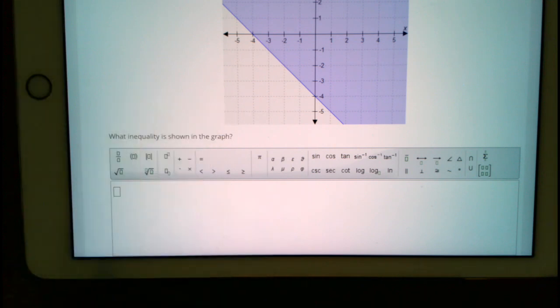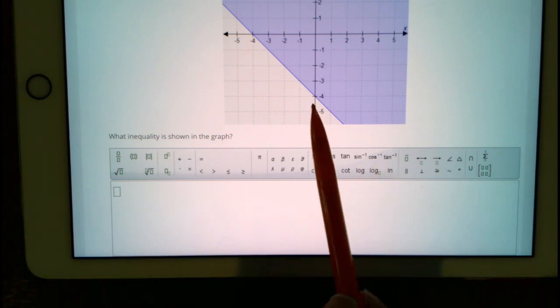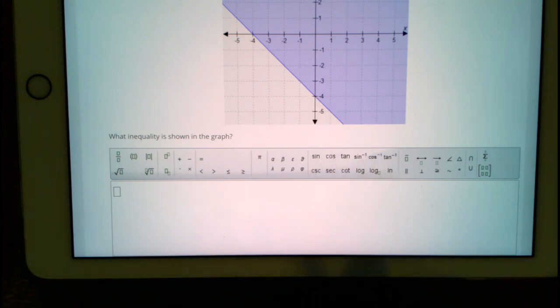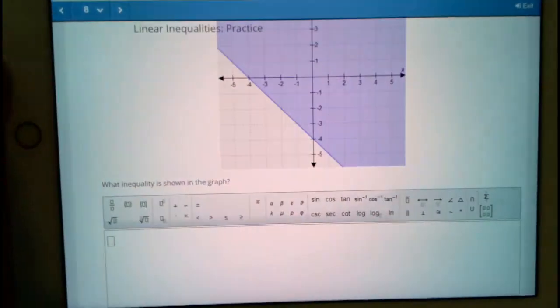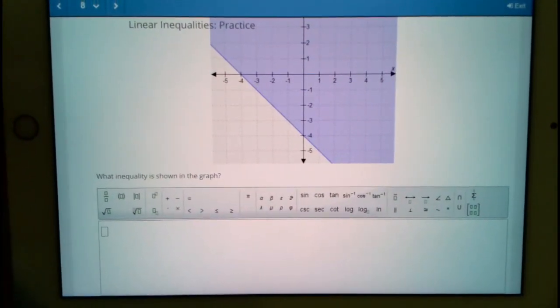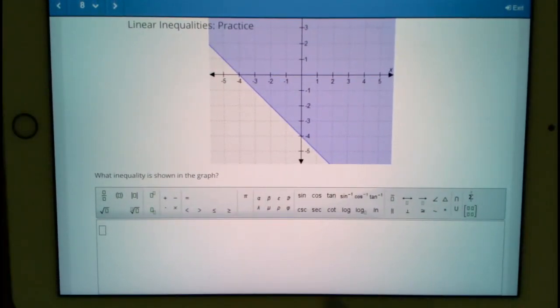But again, let's start with, where does the graph cross the y-axis? Well, it crosses the y-axis at -4. So the first thing that we know, in this particular case, is that b equals -4. Secondly, going back to this picture again, let's look at our slope.